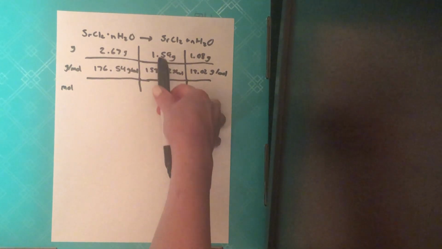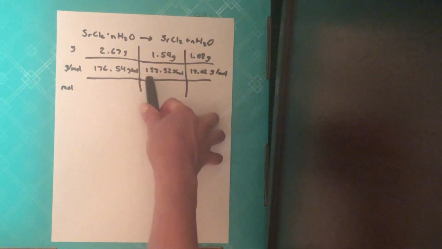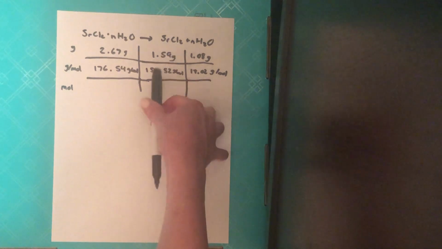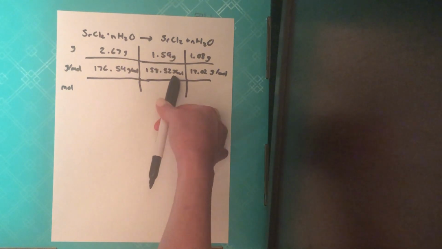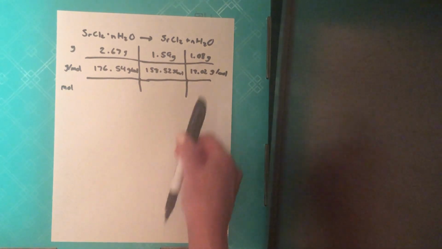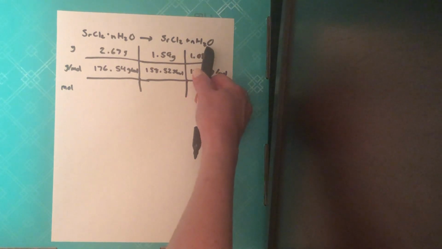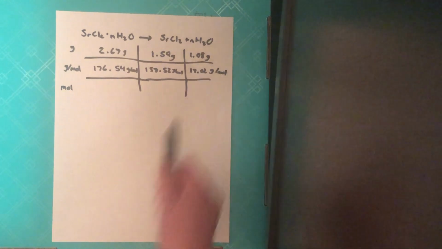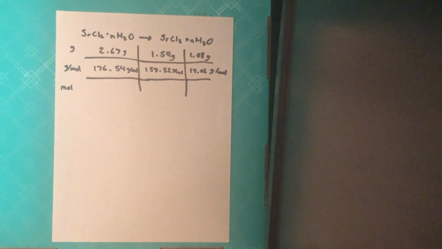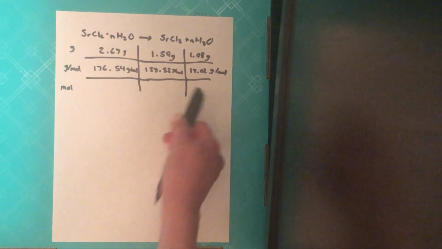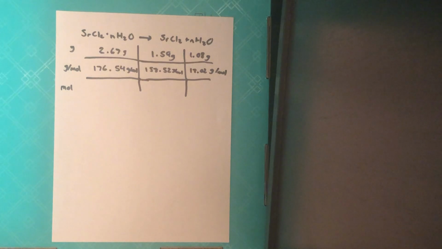And then for the strontium chloride, it would be the molar mass of the strontium plus the 2 chlorides to get the 158.52 grams per mole. And for the water, it's the 2 hydrogens and the oxygen molar mass to get the 18.02 grams per mole. So now we're going to calculate how many moles, and we're just going to do this for the end products because that's all we're going to need in the end, which we will get to in a second.